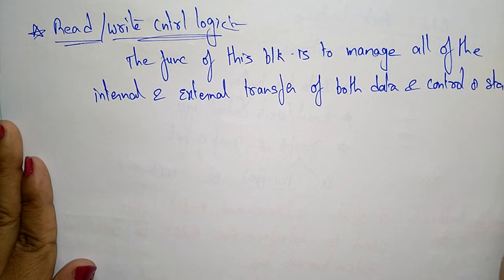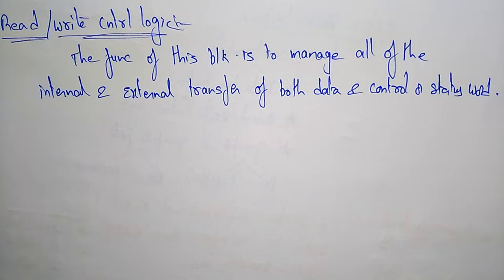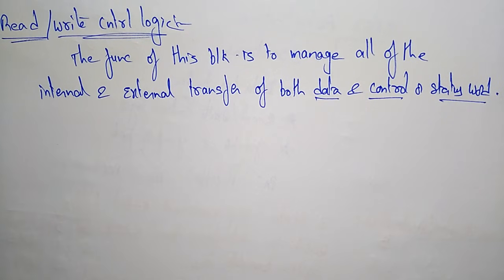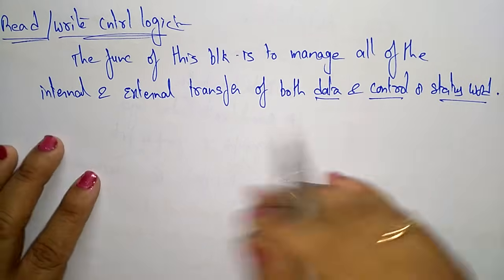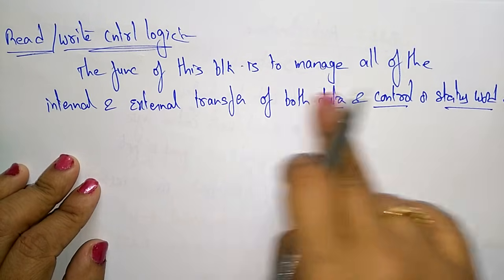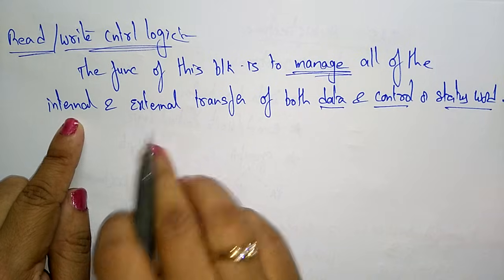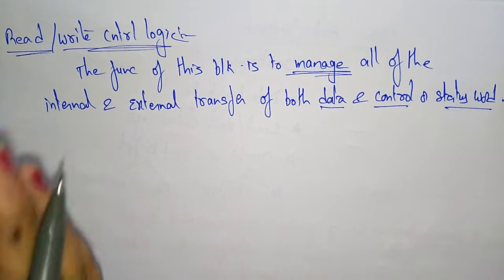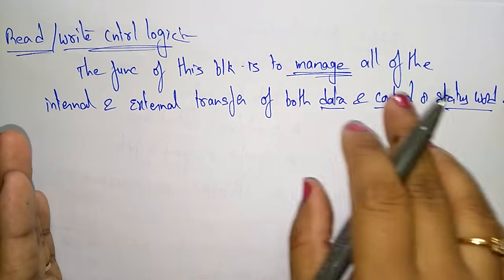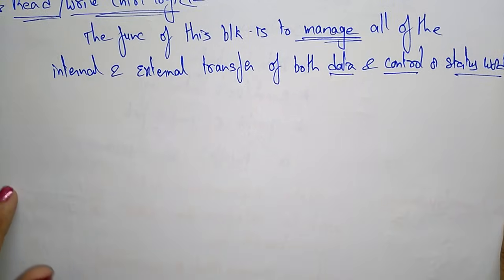So the main thing we have to do between the 8255 and the CPU, and the CPU and the 8255, is transfer data, control or status words. So these three have to be transferred, and that will be controlled by this read-write control logic. It is going to manage all of the internal and external transfers going from 8255 to 8086 and 8086 to 8255, consisting of data or control or status words. Okay.